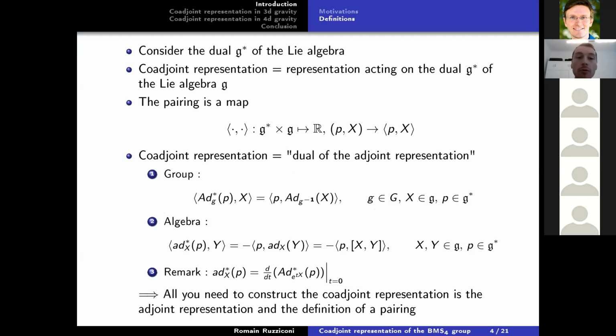So now you can also consider the dual of the Lie algebra that I will write G star. And the coadjoint representation will be a representation that acts on this space, on G star.